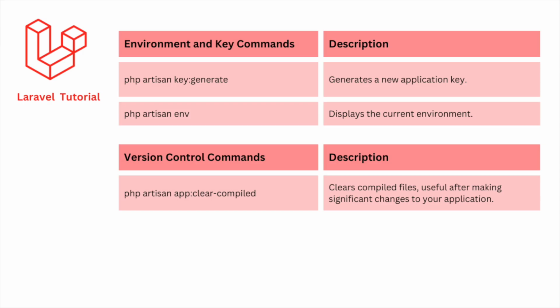Now the last command is a version control command. This is php artisan app clear compile. Let's say you have any compiled files, then it will clear all those compiled files, and it's useful after making significant changes to your application. Let's say if any version update is there, then you can remove old compiled files and generate new compiled files.